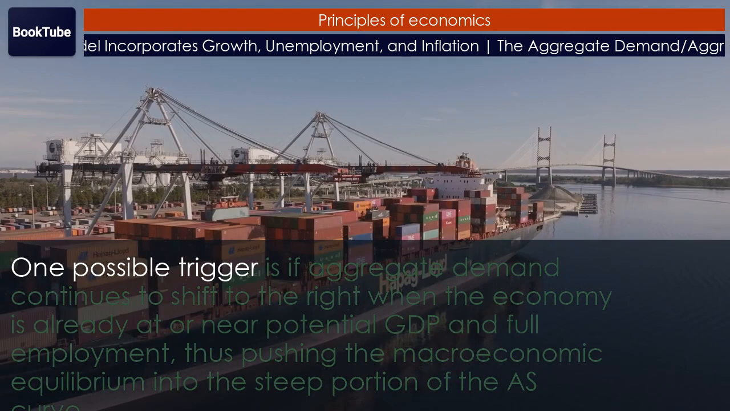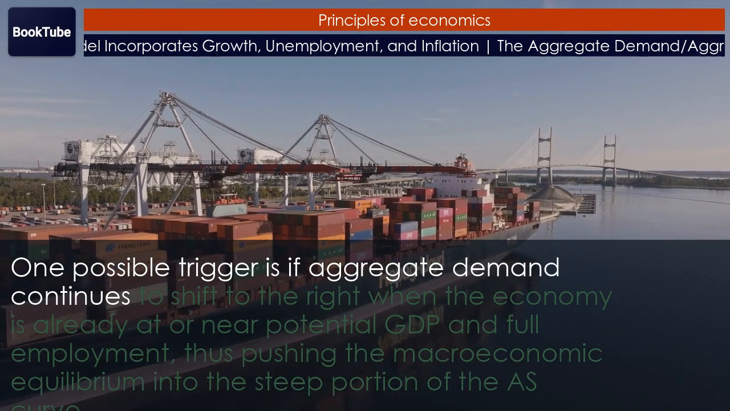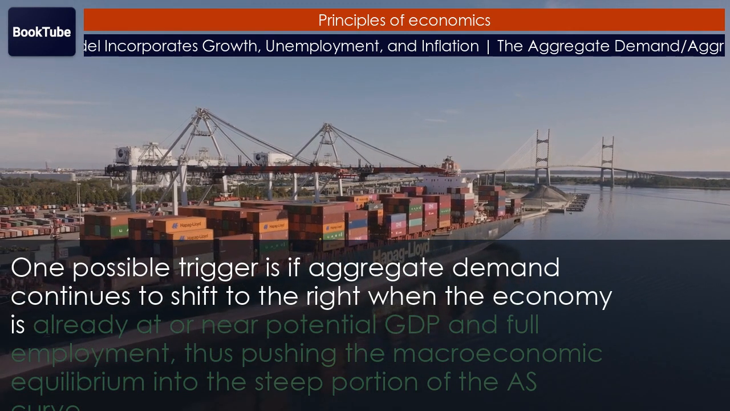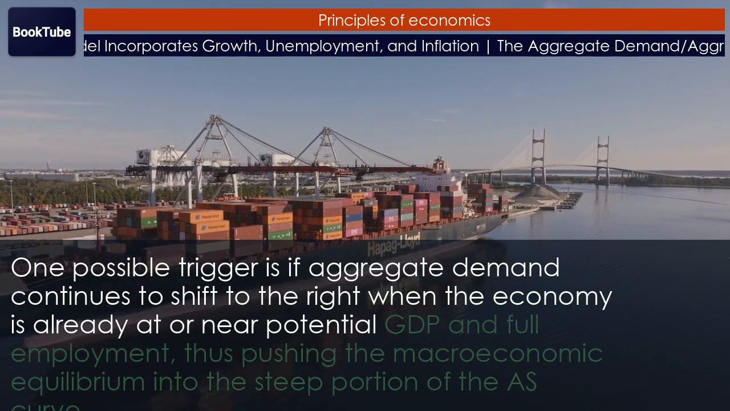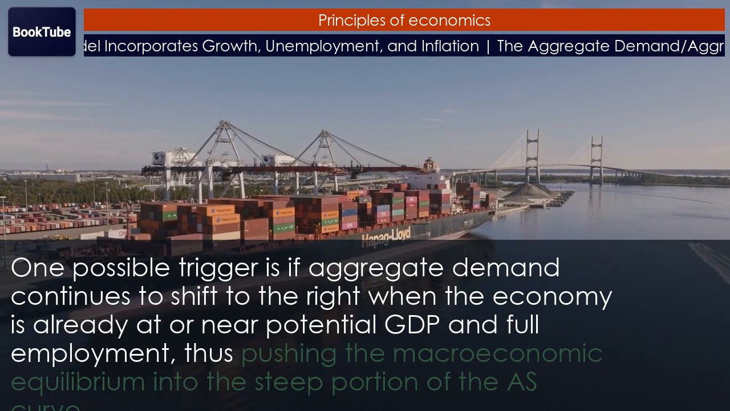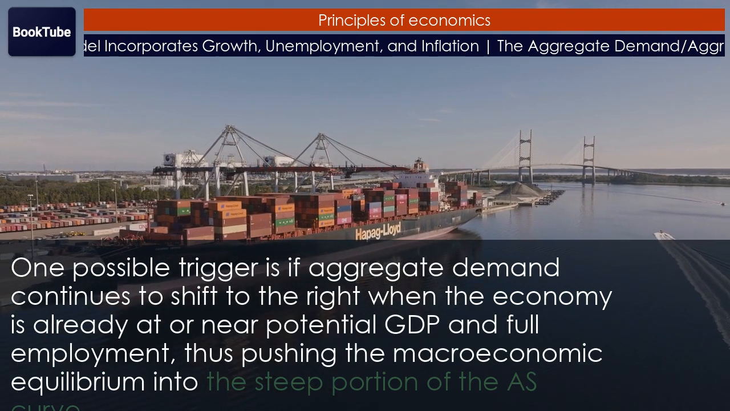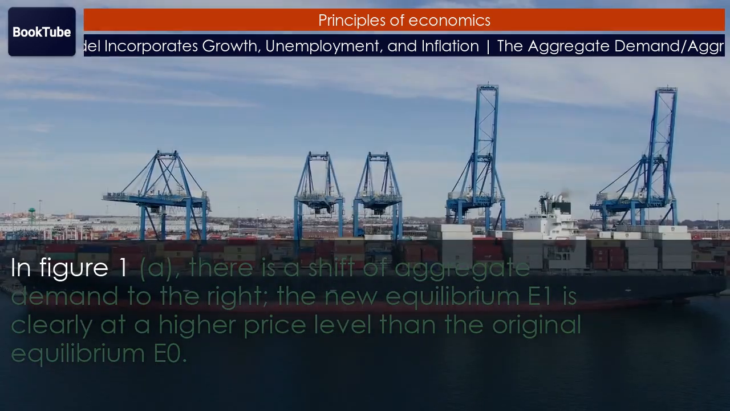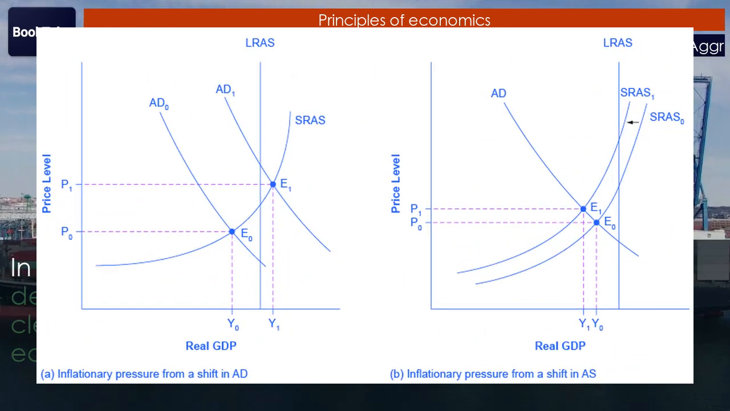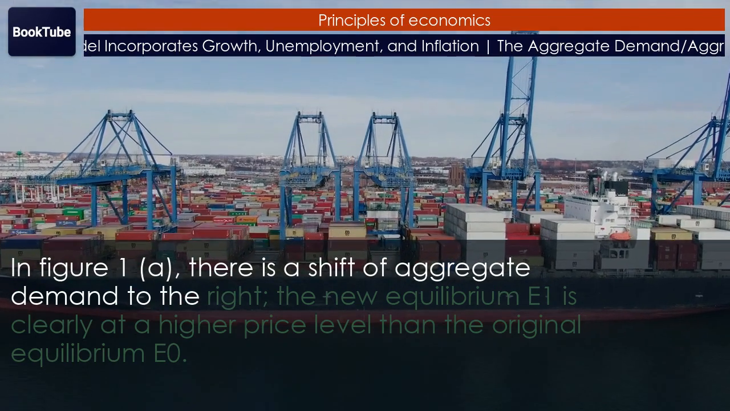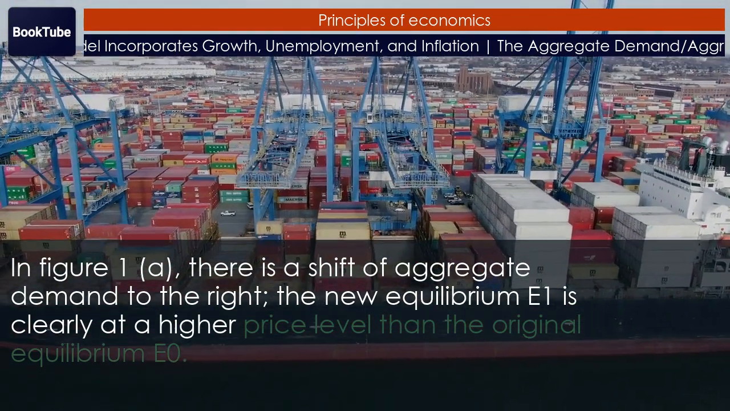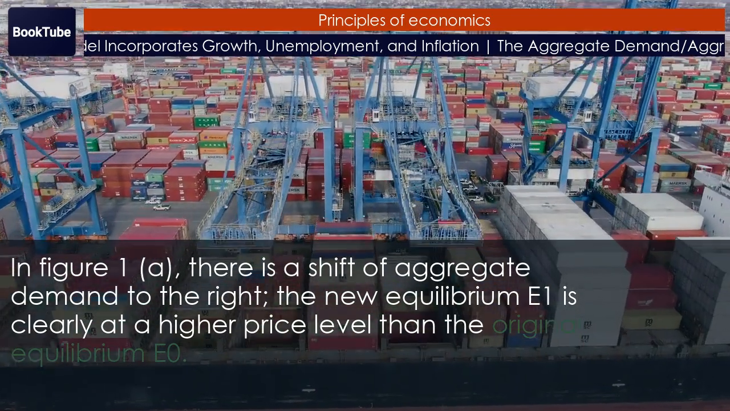One possible trigger is if aggregate demand continues to shift to the right when the economy is already at or near potential GDP and full employment, thus pushing the macroeconomic equilibrium into the steep portion of the S-curve. In Figure 1a, there is a shift of aggregate demand to the right. The new equilibrium E1 is clearly at a higher price level than the original equilibrium E0.